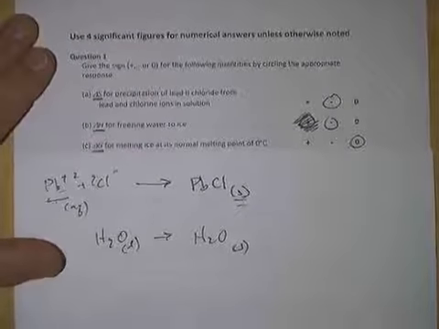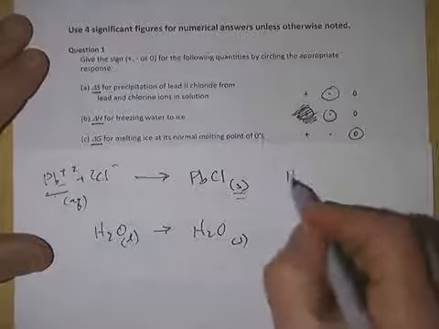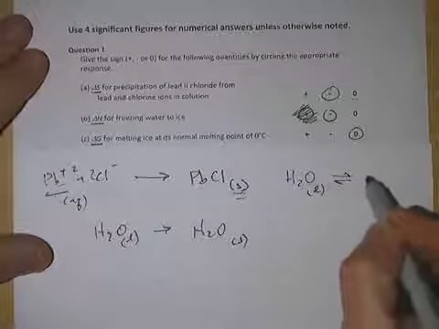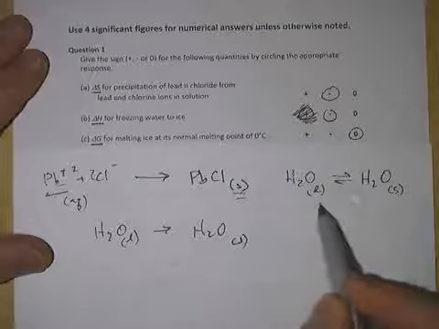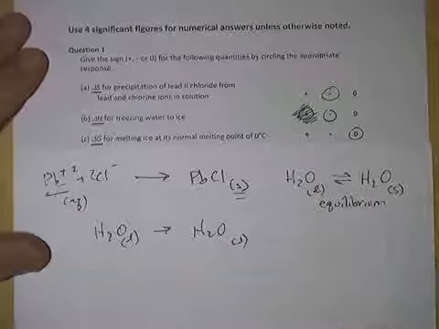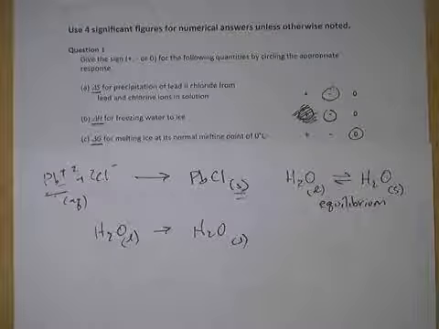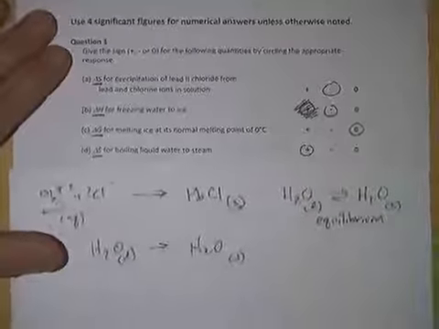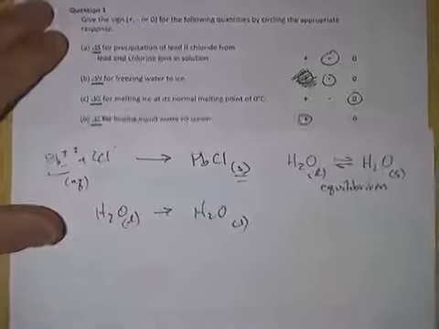The next one, delta G for melting ice at its normal melting point. So you're at 0 degrees Celsius, and at 0 degrees Celsius, water can be a liquid or water can be a solid. It will switch back and forth between these two, and we say we're at equilibrium. And when we're at equilibrium, the Gibbs free energy is equal to 0. So when you're at equilibrium, you're 0 right here. If you were at a different temperature, of course, then you'd be able to say whether it's negative or positive.